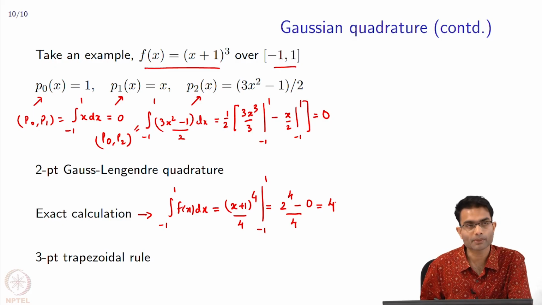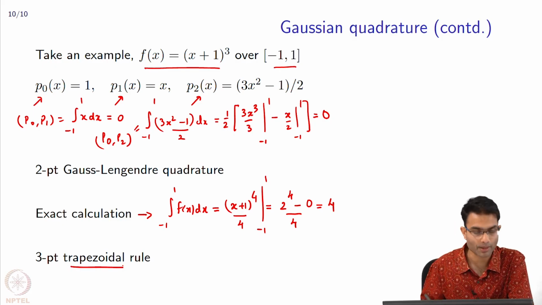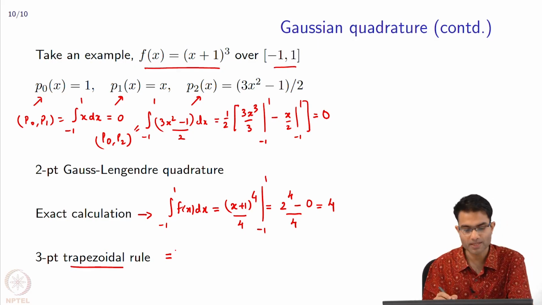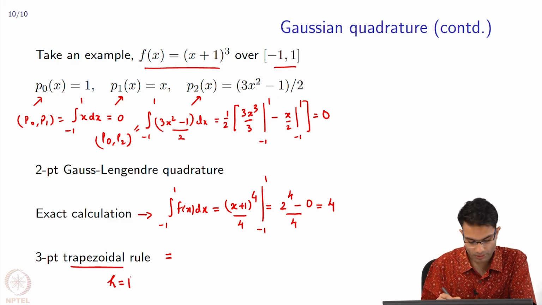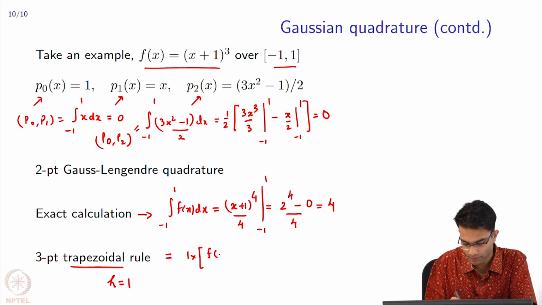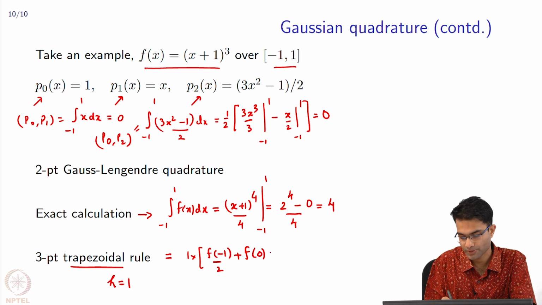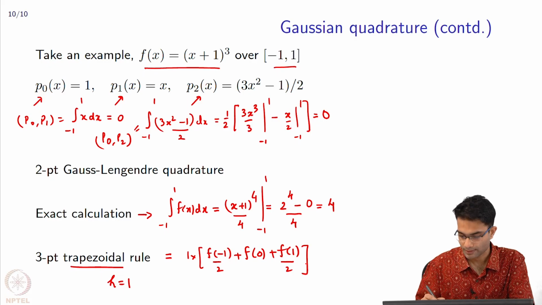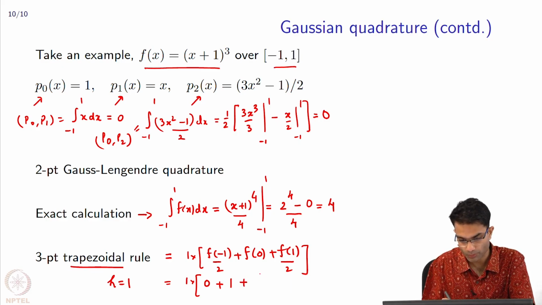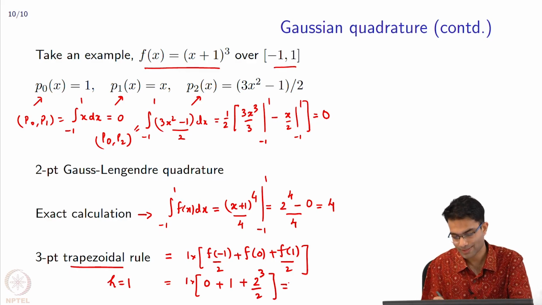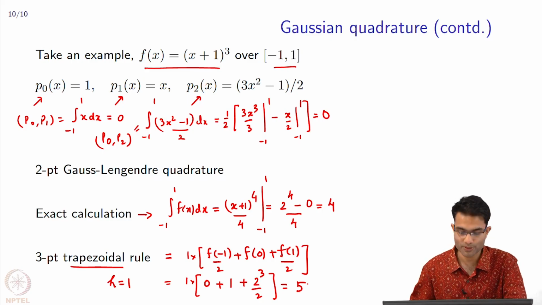Let us try a more expensive evaluation, but using an inferior rule, the extended trapezoidal rule. Here it is 3 points between minus 1 and 1, so the spacing h is just equal to 1. The 3-point trapezoidal rule will give me 1 into the value of the function at the first point by 2, then f of 0, and then f of 1 by 2. At 0 its value is 1, and at 1 its value is 2 cubed by 2, so that is 8 by 2, 4, that gives me 5. You can see that the trapezoidal rule is already overestimating the exact answer, and not by a small amount: 5 when the actual answer should be 4. That is a big change.